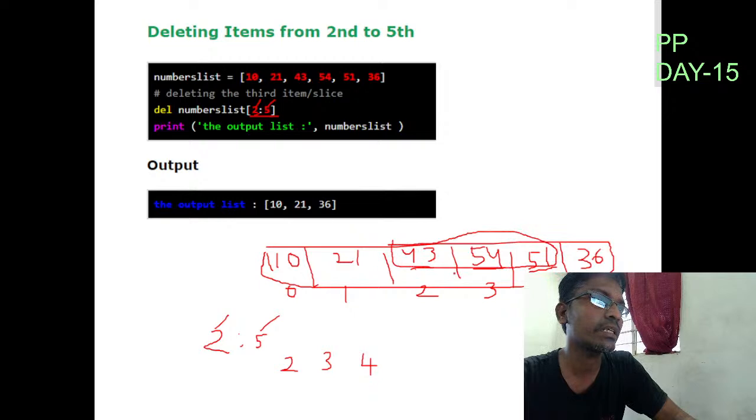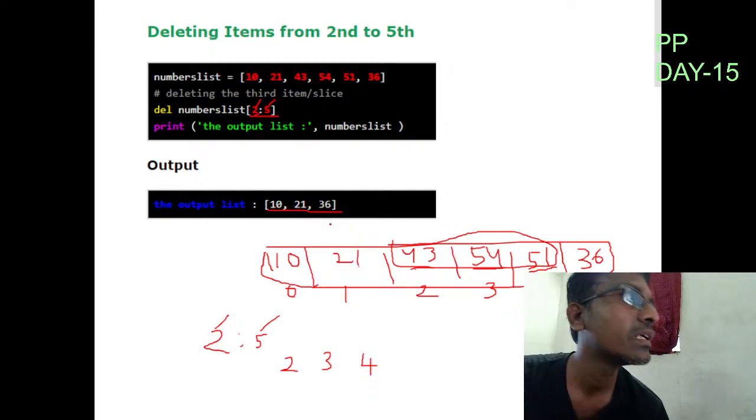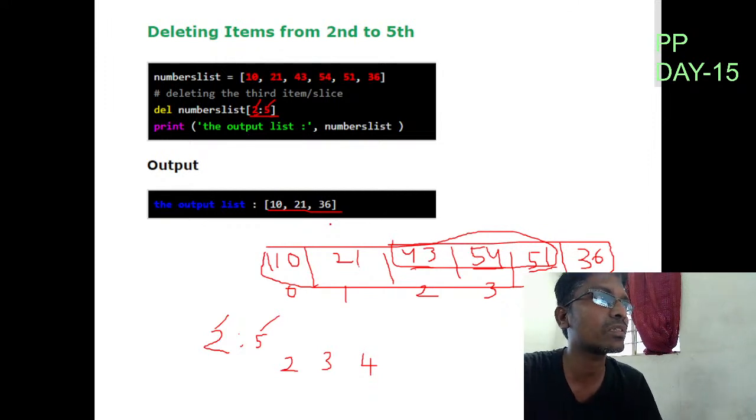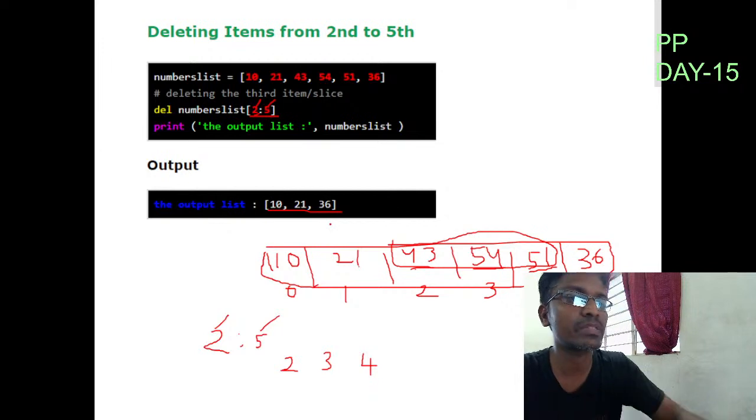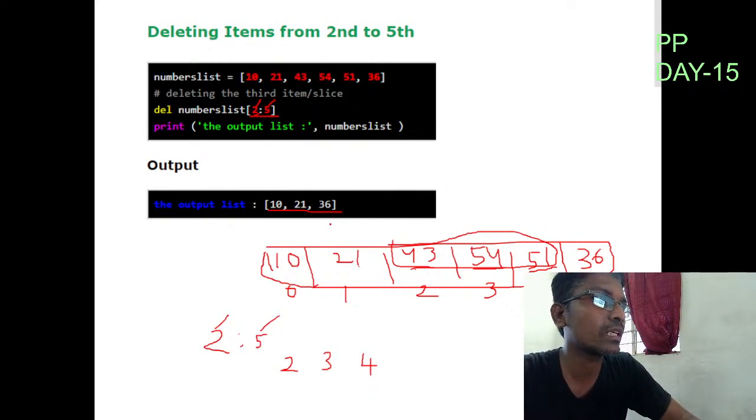After deleting these three values, what remains in the list is 10, 21, and 36. So this is the output for the given example. By using del, you have to use the index positions to remove the elements from the given list. Whereas by using the remove method, you directly pass the element as an argument to the remove method, so that element will be deleted from the given list.